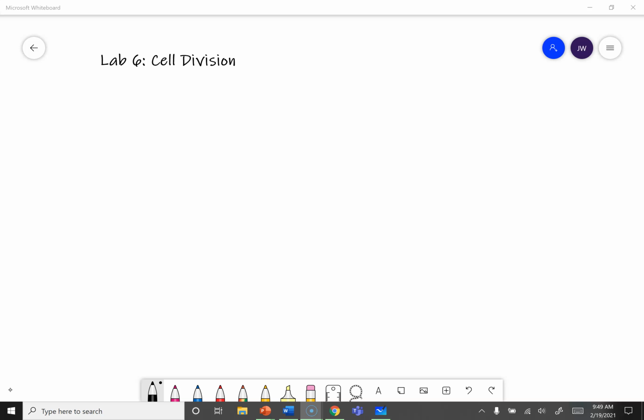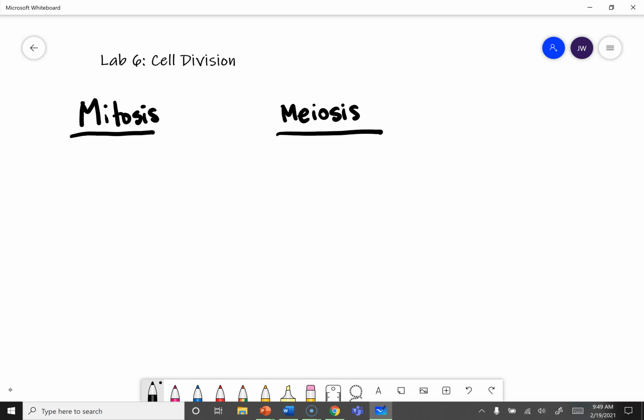But I do want to do a couple things for you. The first thing I want to do is to outline what happens in mitosis and meiosis as a general process, do a little bit of comparison, and then give you a few tips on how to actually work through this lab. So there are two types of cell division. We have mitosis and we have meiosis. And they each serve different purposes.